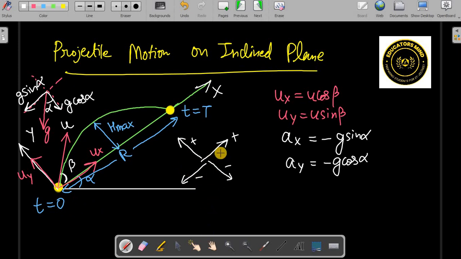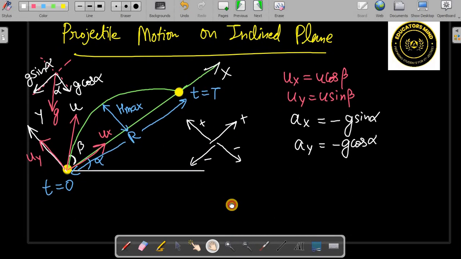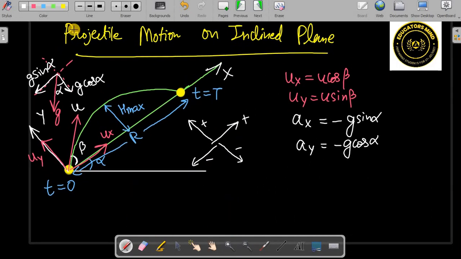Remember, here both directions, along the x-axis and y-axis, are uniformly accelerated motion. Right? In the same way we can do the calculation. Let us do the calculation for time of flight. So again, for time of flight, that means you study the y-axis motion.